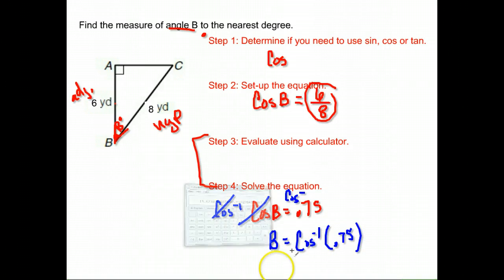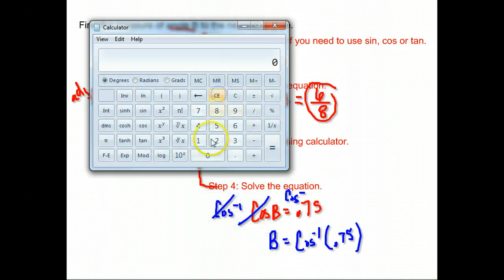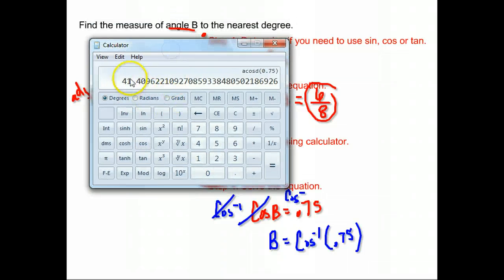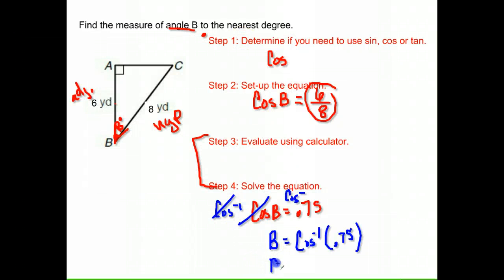So I would just take out my calculator. Remember, to do inverses, you put the number first, so 0.75. Then I push inverse, and then notice my cosine button here has the inverse on it. And I get 41.4. It says round to the nearest degree, so I round to 41. So the measure of angle B is 41 degrees.